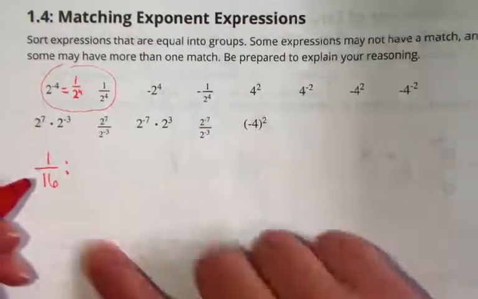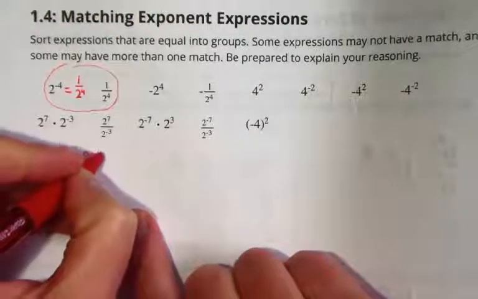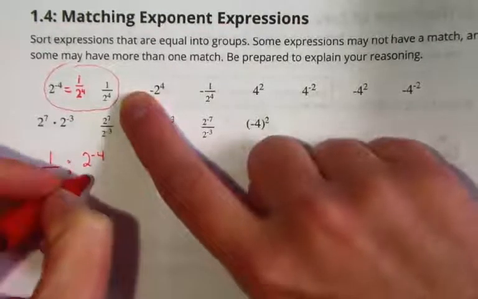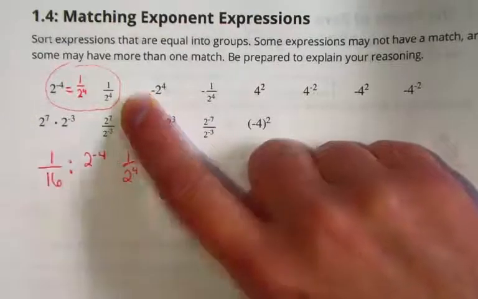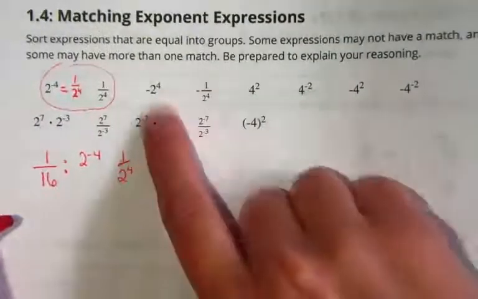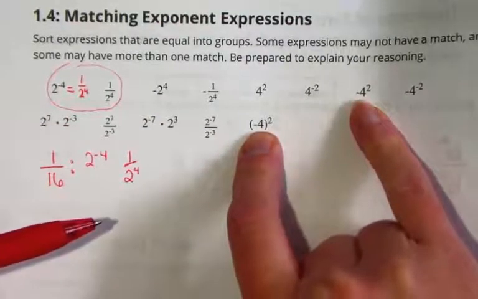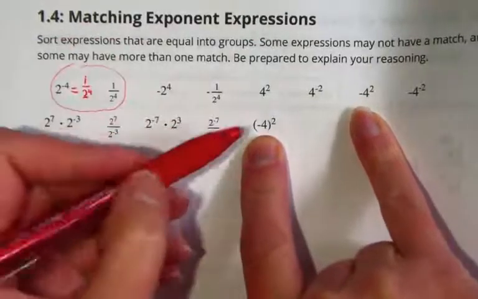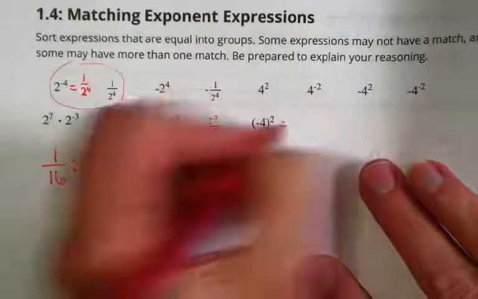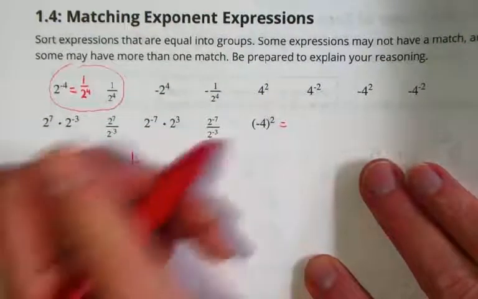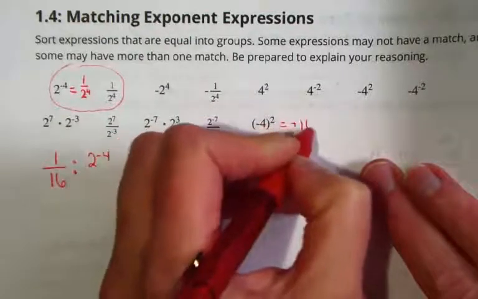Alright, and you'll see the answer key written like this. That the things that share the same value of 1/16 is 2 to the negative 4 and 1 over 2 to the 4th power. So those two have that same value. Now remember, there is a difference between negative 4 squared without parentheses and negative 4 squared in parentheses. If it's in parentheses like this, this is saying negative 4 times negative 4, and a negative times a negative is a positive number. So negative 4 squared, negative times negative is positive, 4 times 4 is 16.